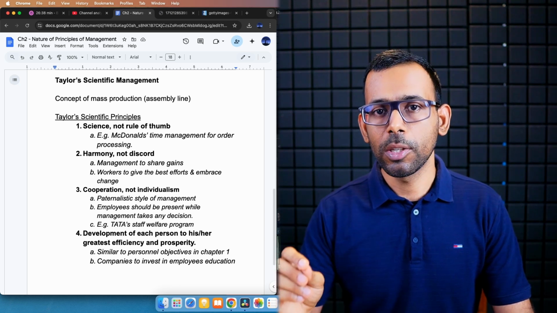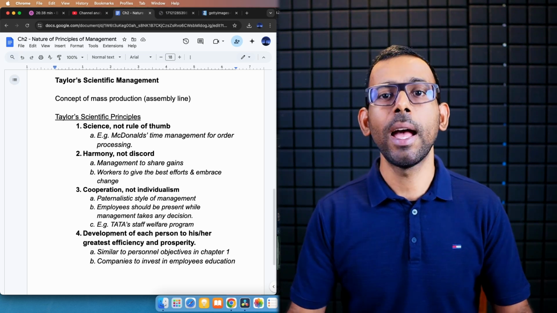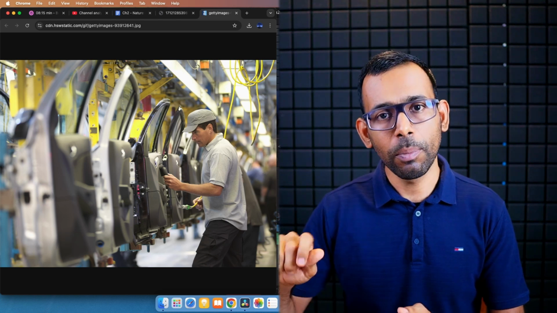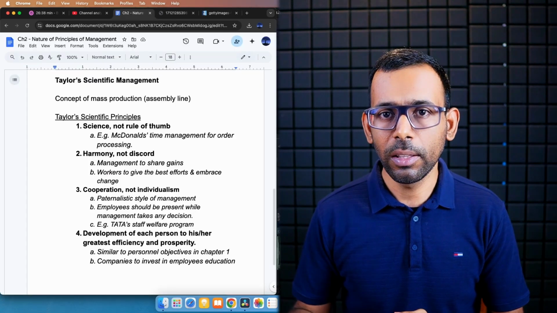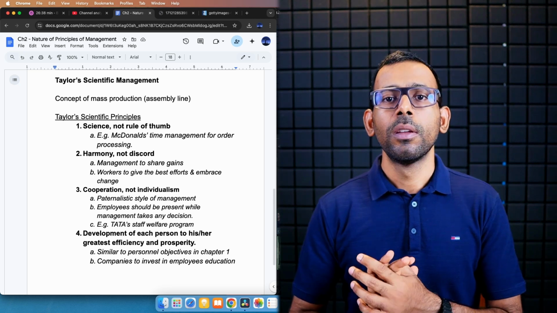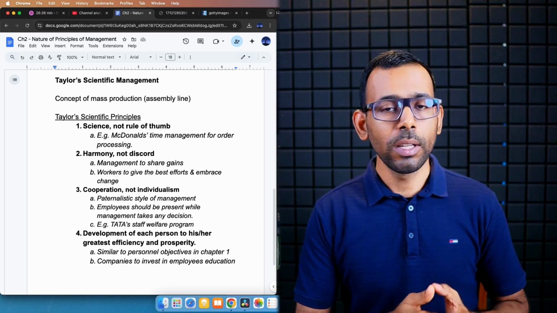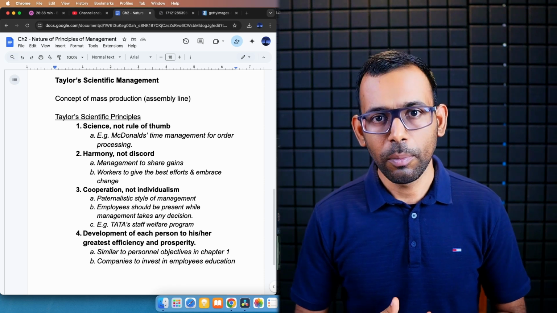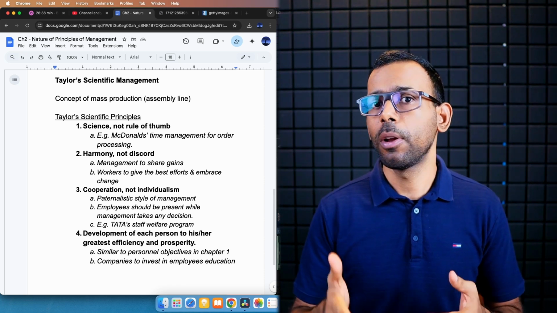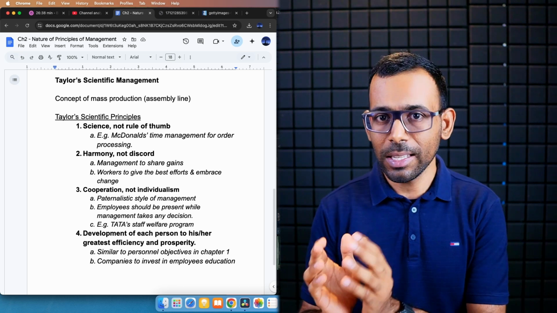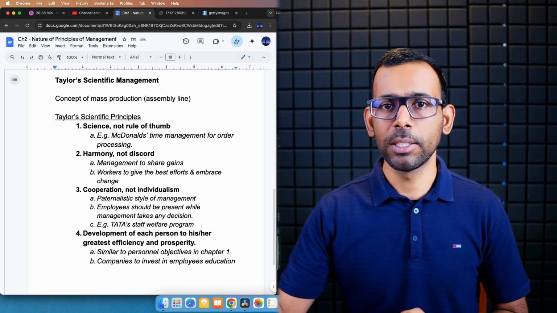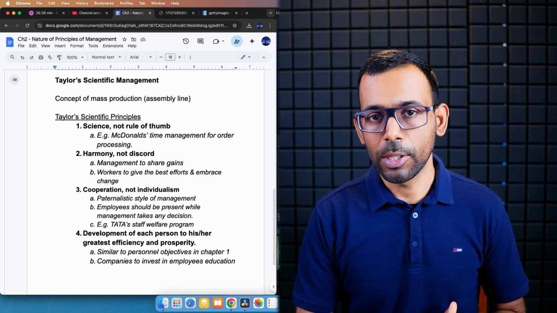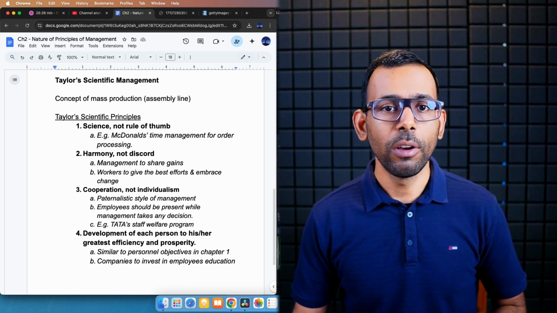The employees are responsible for only 2 to 3 actions. Some people will be just responsible for affixing the door. Some people will be just responsible for tightening the bolts and everything. You get the idea. This means that nobody needs to be an expert in making a car, because nobody needs to do the entire process from end to end. They just need to do 2 to 3 actions at a time, so it is easy to train them as well. That's the advantage of mass production.